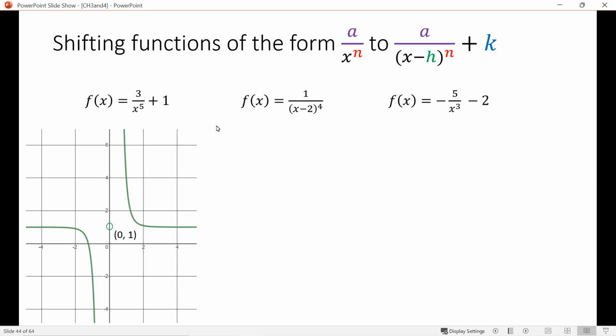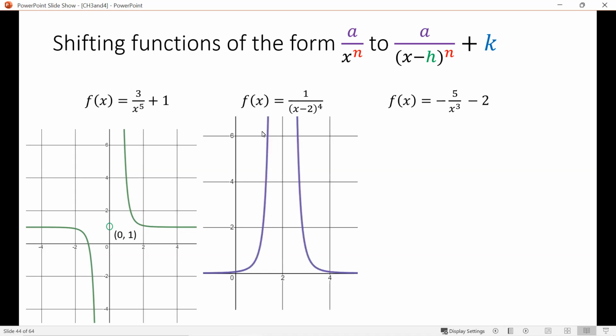In our second example, we've got 1 over x minus 2 all to the 4th power. So that x minus 2 means that our h is a positive 2, and that's going to shift us to the right by 2. So notice our origin is here. We've shifted to the right by 2, and that's where the center of our graph now is.